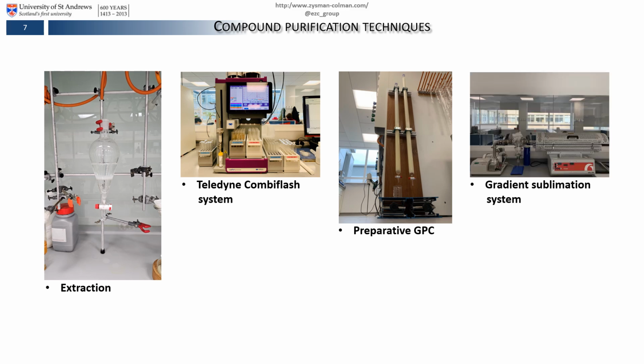Sublimation purifies compounds by converting them from a solid to a gas and back to a solid, leaving impurities behind. And there are many more techniques that are used, such as recrystallization, crystallization, etc.